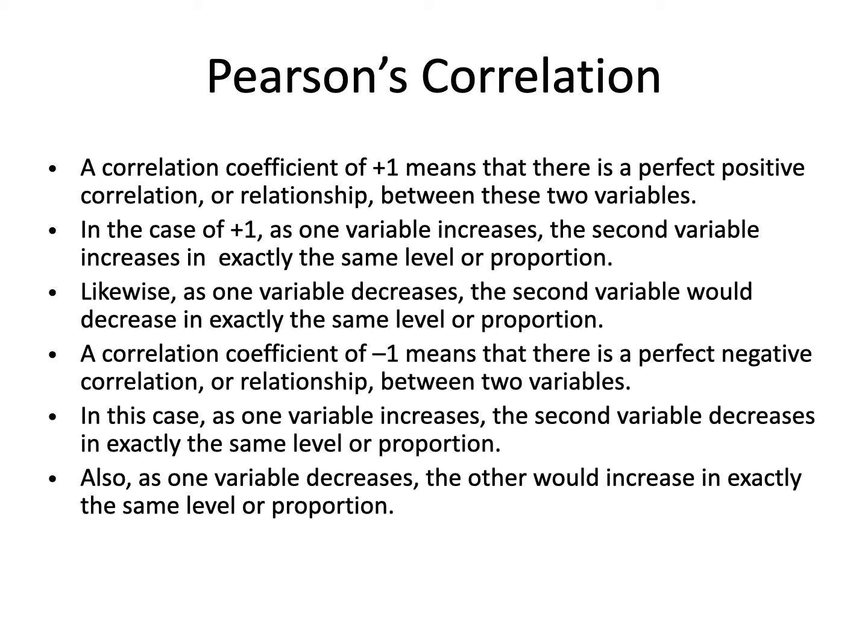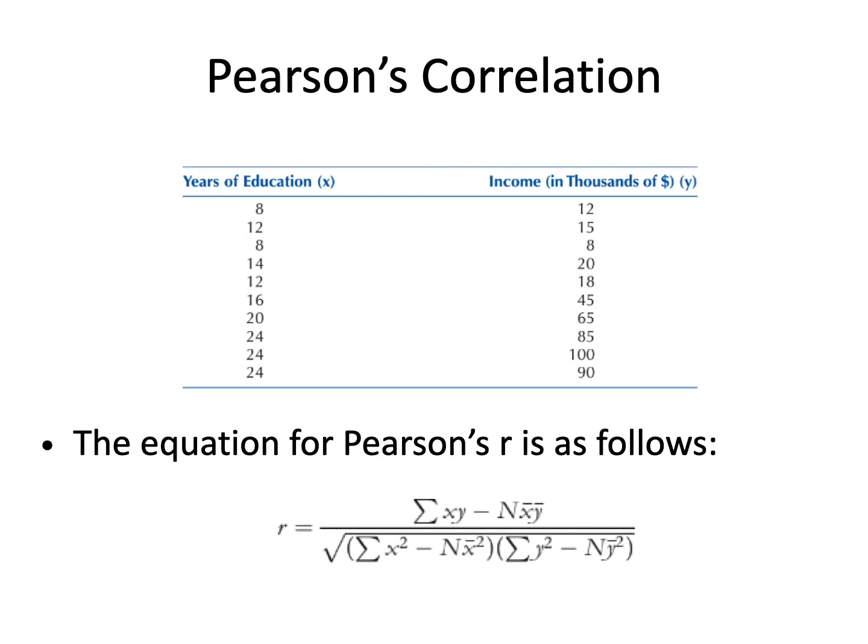So that is the Pearson correlation coefficient when it is perfect positive, perfect negative, and when there is no correlation. Let's see a simple example. Here are our two variables. We can see the variable x, which is years of education, and another variable, the income in thousands, which is denoted by y.